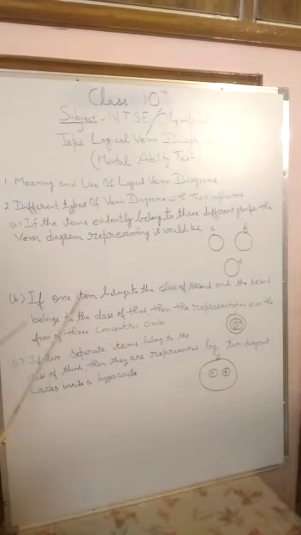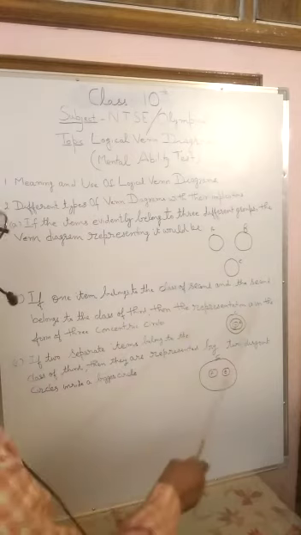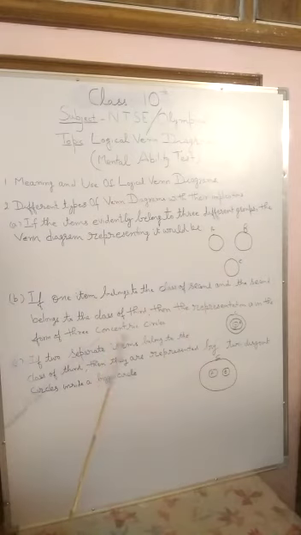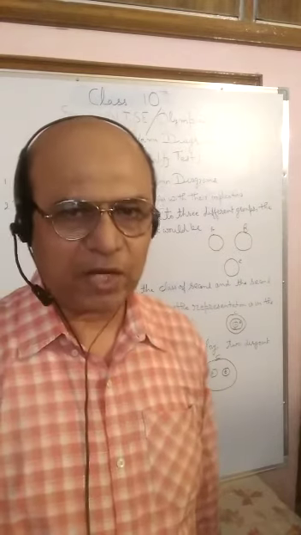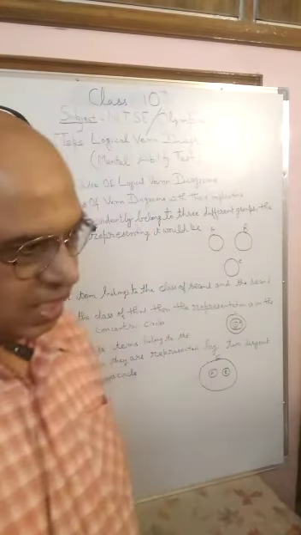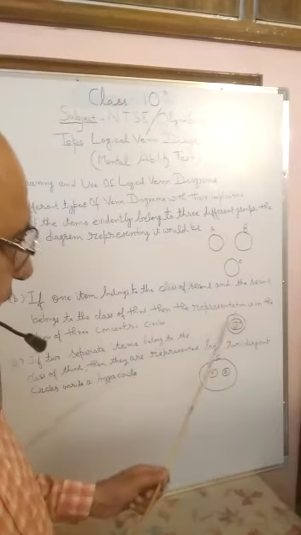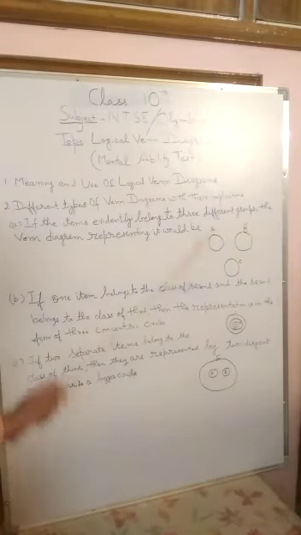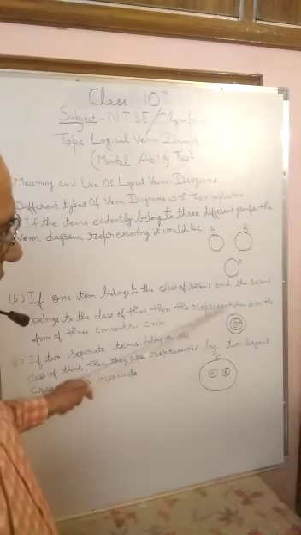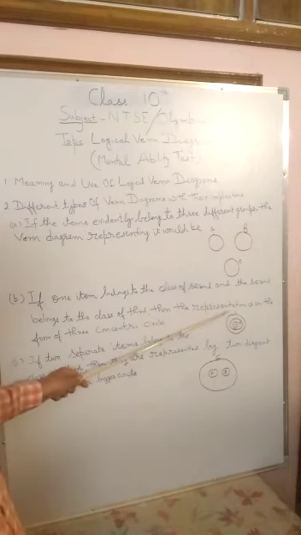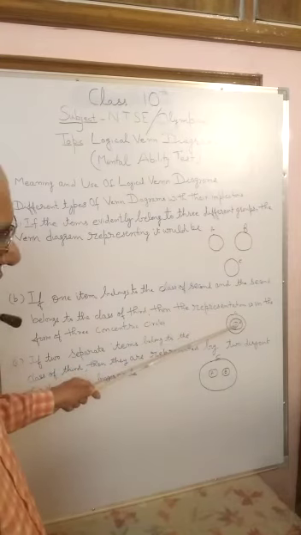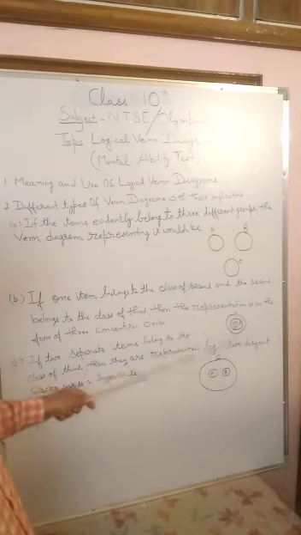Number 2: if one item belongs to the class of a second and the second belongs to the class of a third, then the representation is in the form of three concentric circles. Concentric circles are those circles which have a common center. For example, C, B and A. These are three circles. C is the biggest one, B is smaller, and A is the smallest.